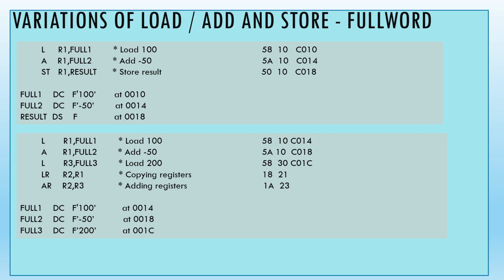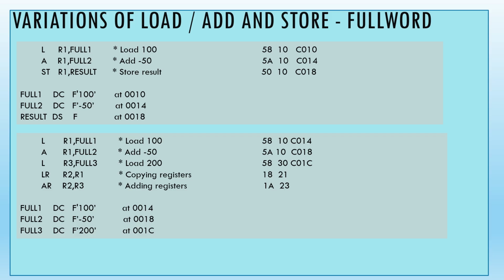We are copying from R1 to R2. So LR is 18 and we are copying from 2 and 1. So register 1 to register 2 we are copying. That is why you are seeing 18, 21. You are not seeing any address there because this is all a register operation.